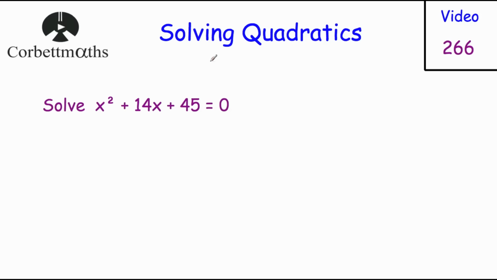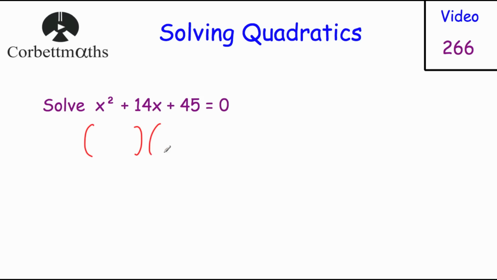Okay, so our next topic, we're going to look at solving quadratic equations, and that's video 266 in Corbettmaths. To solve this equation, we're going to use the technique we just looked at, factorization. If you have a quadratic equation where it equals 0, you can try to factorize the left-hand side, and if it factorizes, then you can solve it really quickly and easily. So let's factorize x squared plus 14x plus 45.